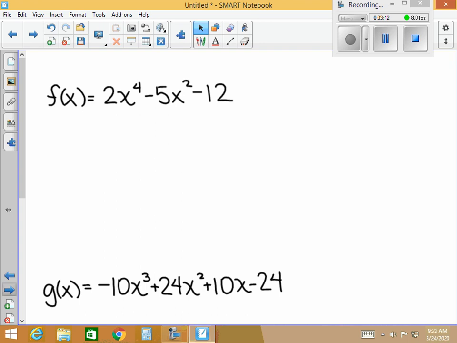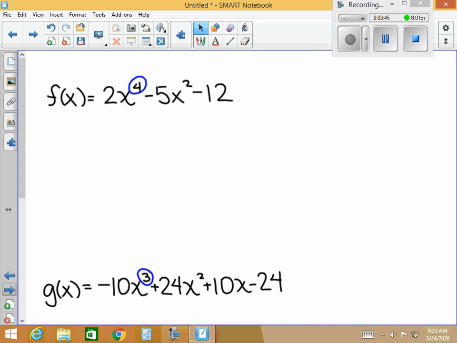Now, one thing to keep in mind is that whatever the degree of your polynomial is, here it's degree 4, there are no more than one less than that, so no more than 3 turns or changes in direction. No more than 3 bumps or 3 turns in that graph. It may only have 2, it may only have 1, but no more than 3. A polynomial of degree 3 will have no more than 2 turns in the graph, 1 less than the degree.